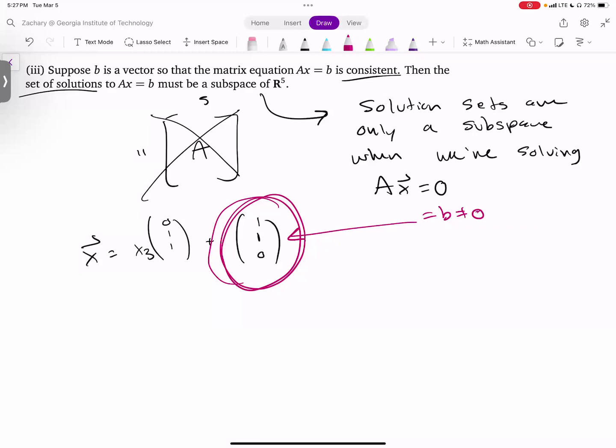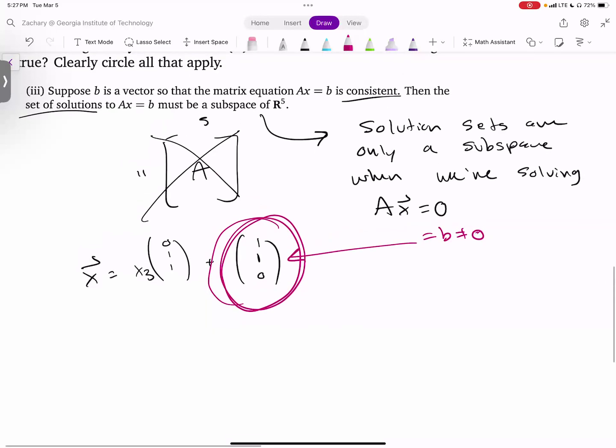Yeah, my question is, how do I know that B isn't 0? You don't. It could be, but the question says it must be a subspace, which it could be, but it doesn't have to be. Does that make sense? Oh, okay, but if it was 0, then it would be a subspace. Yeah. Okay. A little tricky there. Does that make sense? Yes, thank you.